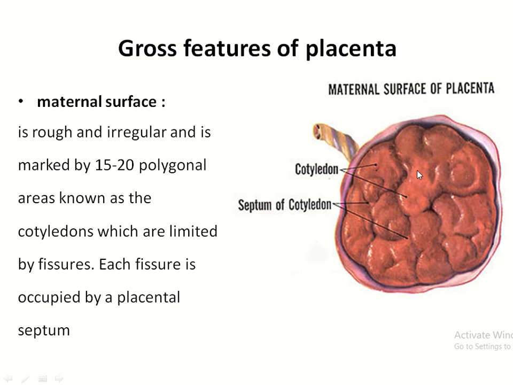The maternal surface is marked by some elevated structures known as the cotyledons, and these cotyledons are separated by the septa. There are 15 to 20 of these elevations, the cotyledons, present.